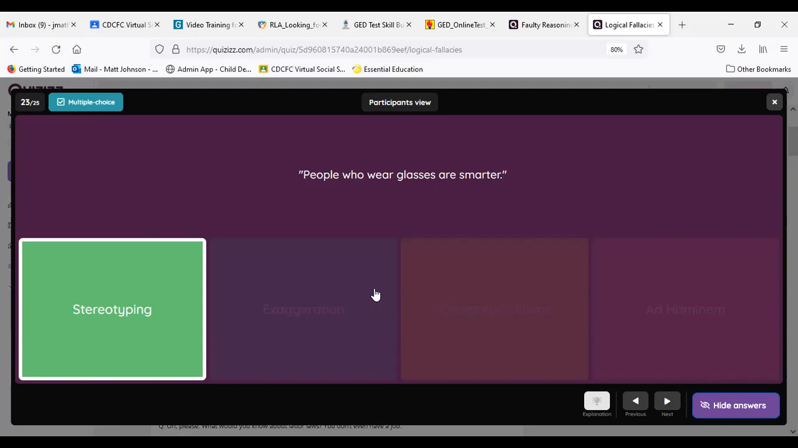So there's a little bit of distinction that they're making in the quiz there. That one individual experience is going to be seen as a hasty generalization, where here you're commenting about a group of people. All right. So stereotyping. Yes, people who wear glasses are smarter. Okay.